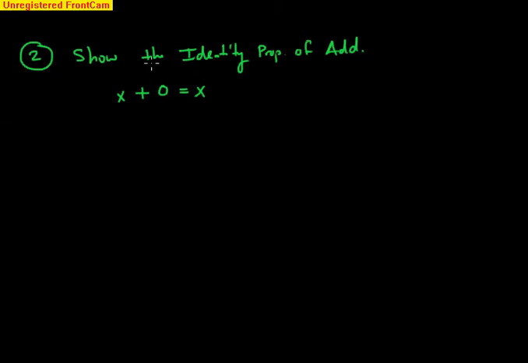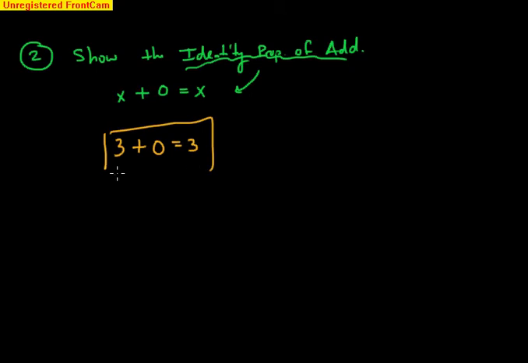Okay, so this is what the identity property says. That's this guy. So this guy right here is right there. So I want an example. I want a concrete example. We'll pick a number for x. My favorite number is 3. 3 plus 0 equals 3. And there's a great example of the identity property of addition.